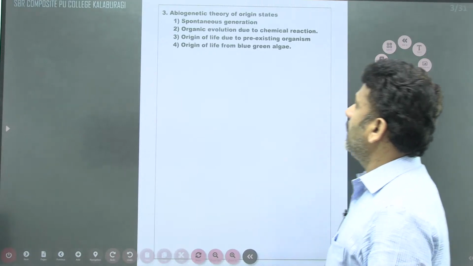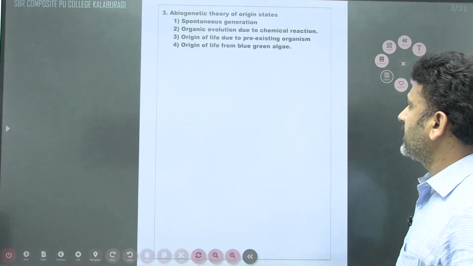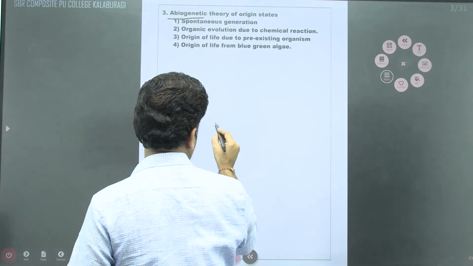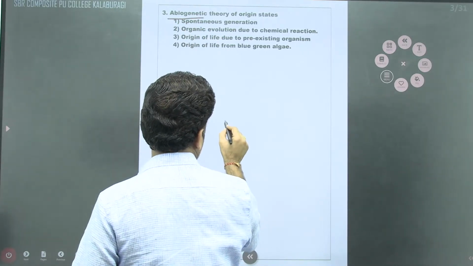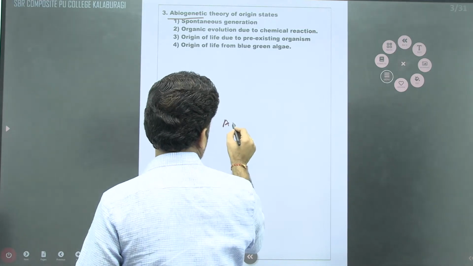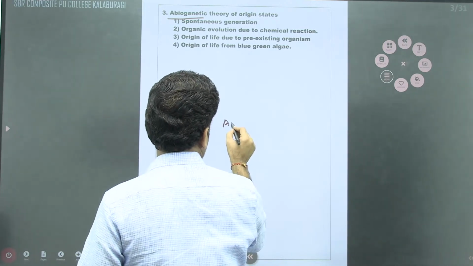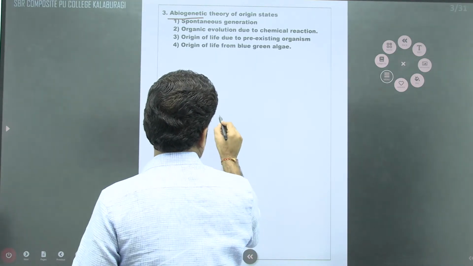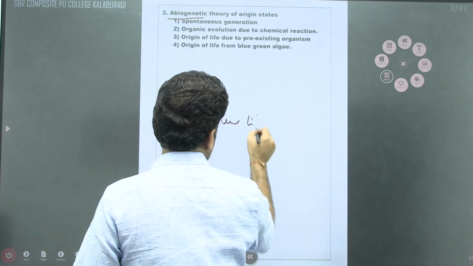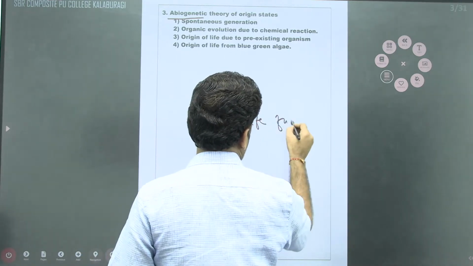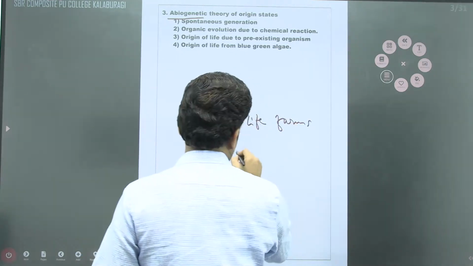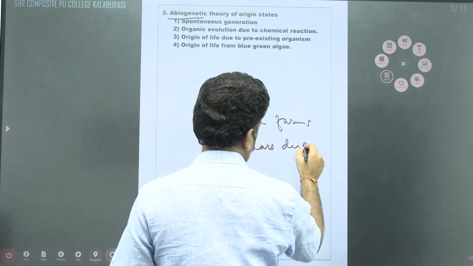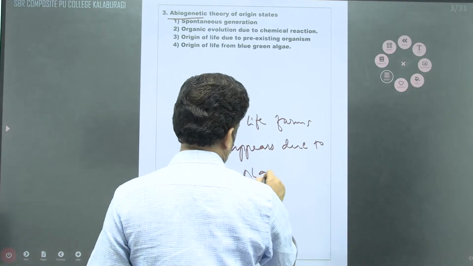Next, the abiogenetic theory of origin states. The name itself explains it: abiogenetic means the abiogenesis process. The abiogenesis process means the appearance of a new life form. The new life form appears due to non-living things.